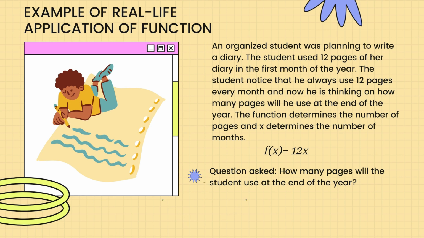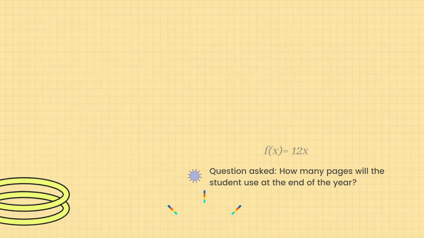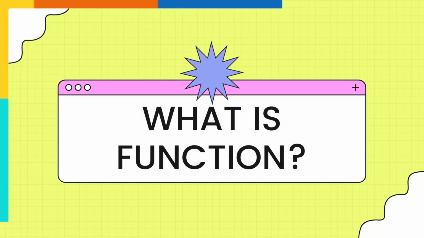The function determines the number of pages and x determines the number of the month. Question: how many pages will the student use at the end of the year? But first, what is a function?